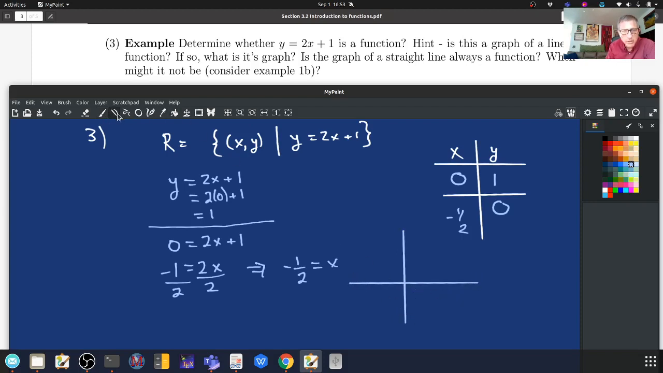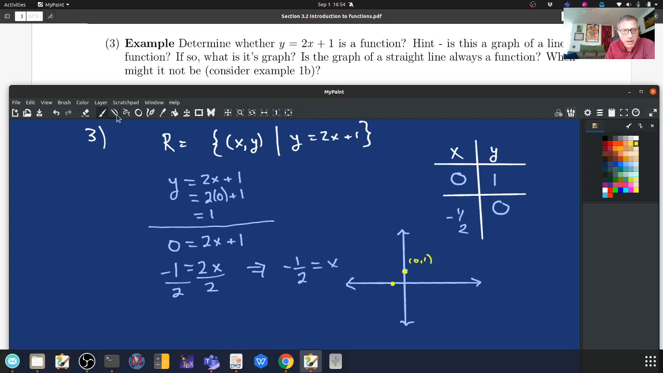So the point is (0, 1). The x value is 0, so this is my x, and this is my y. My x value is 0 and my y value is 1. So right there is the point (0, 1). And now I have my x value is minus 1/2, and my y value is 0. So there's my second point.